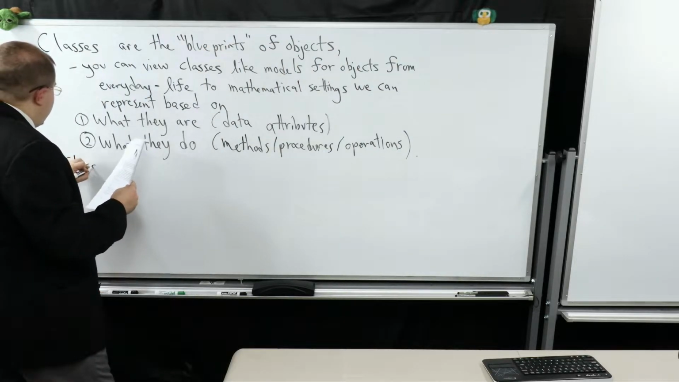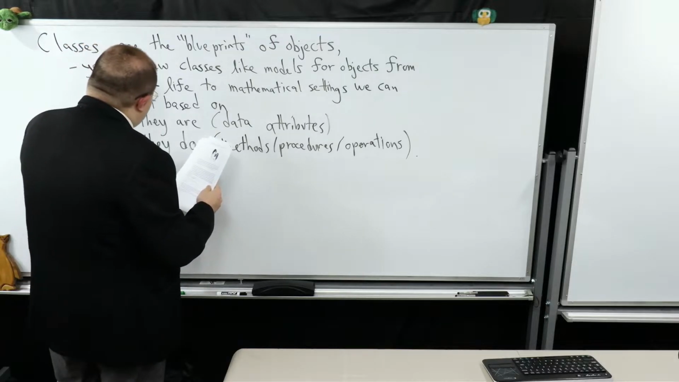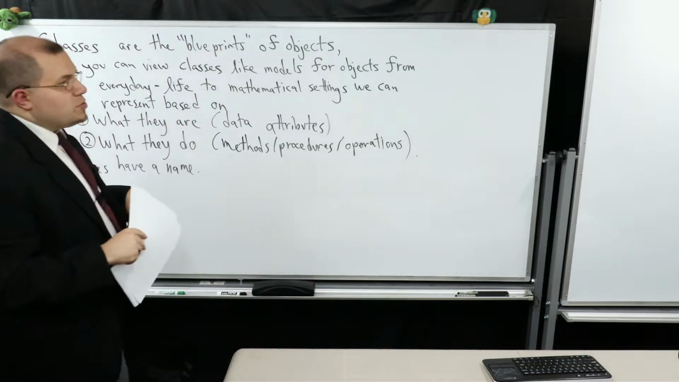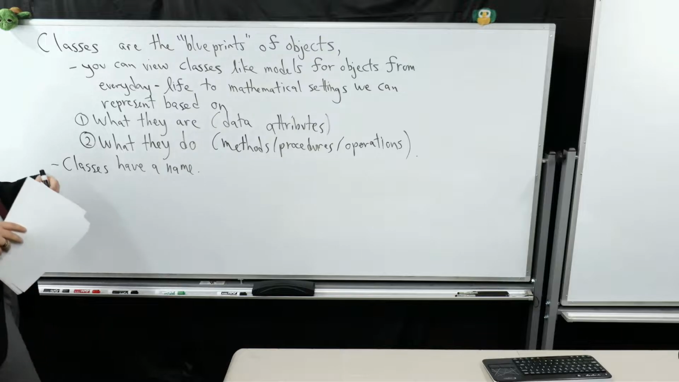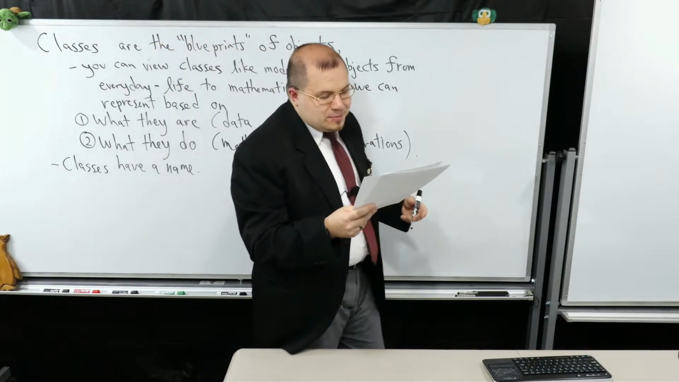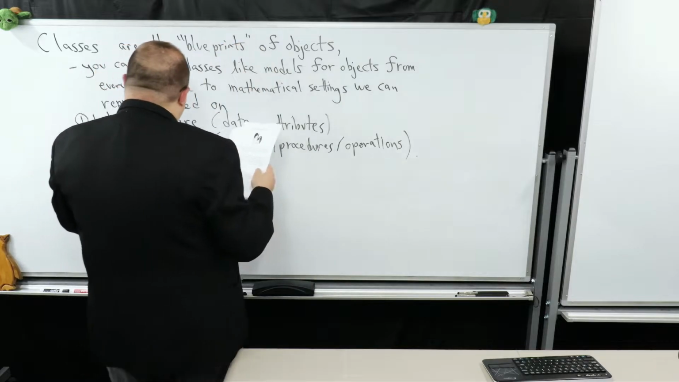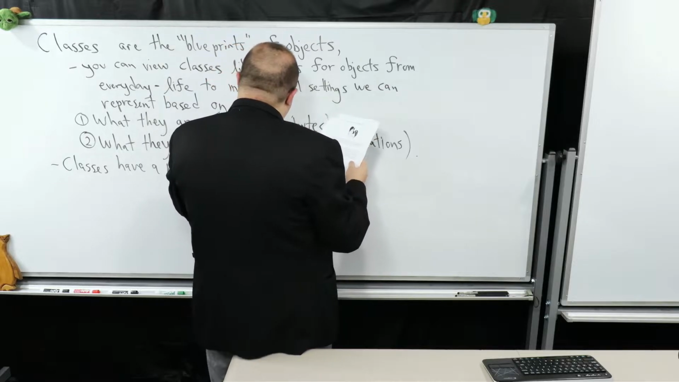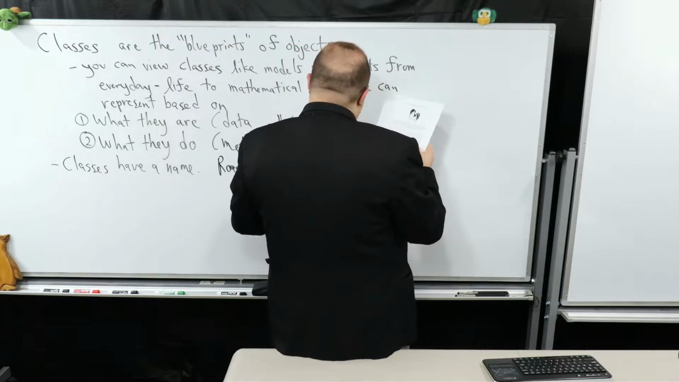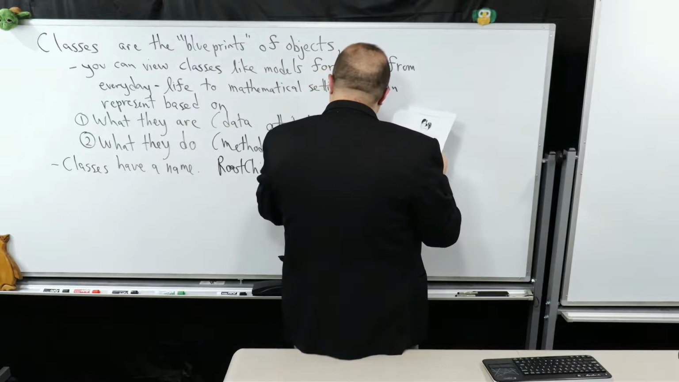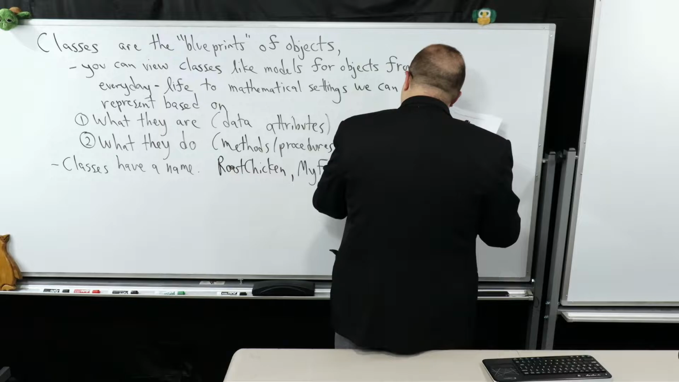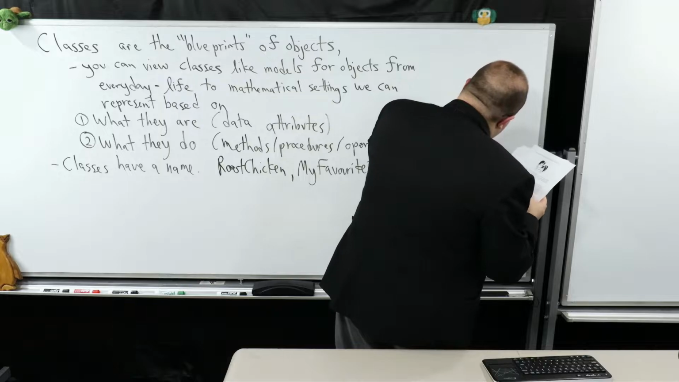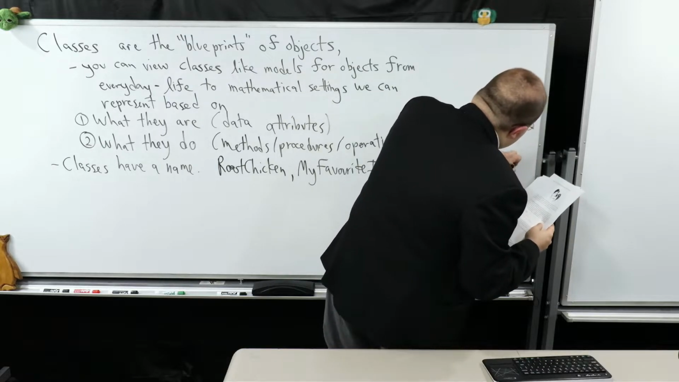Classes have a name. In most circumstances, when you're writing a class, you get to pick the name for your class. For example, if I wanted to model roast chicken, I can call the class RoastChicken like this. I could call it MyFavoriteIceCream. I could call it CandyCane. I could also call it Dog, for example.